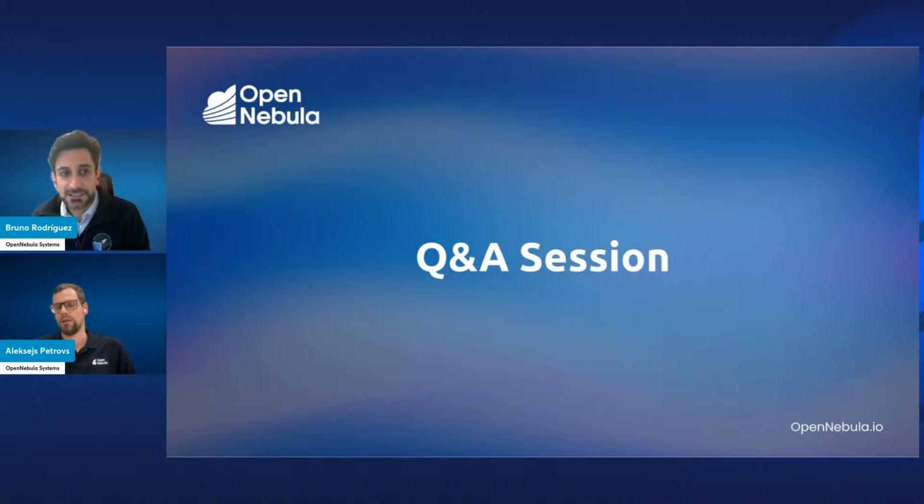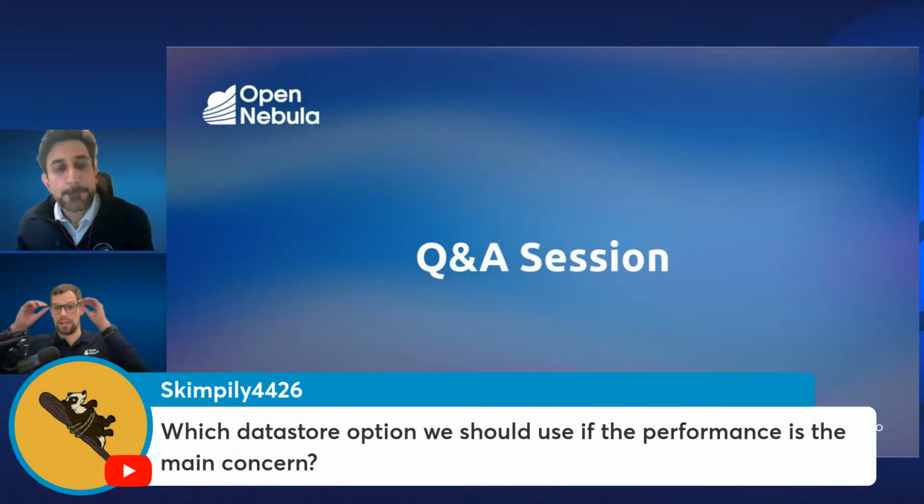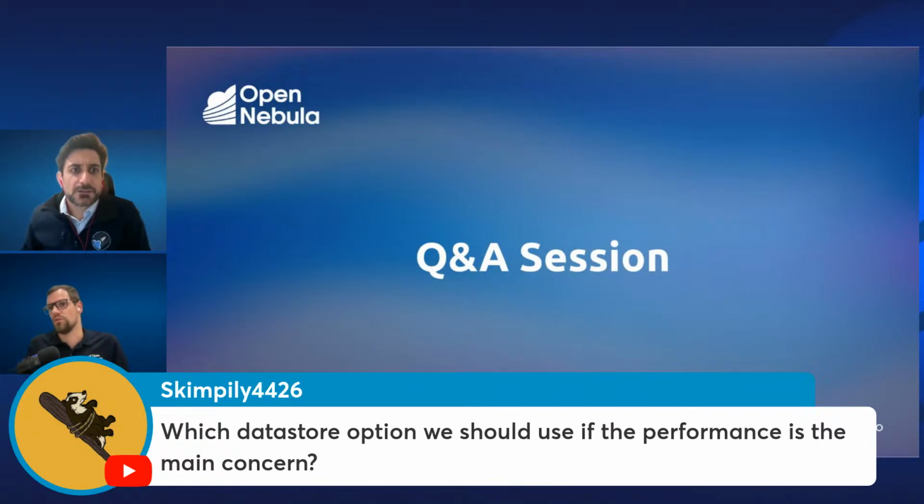And we have one. Which data store option should we use if the performance is the main concern? So Bruno, what do you think? What could we suggest if the main concern would be the performance of, I assume, a virtual machine? Okay, we are talking about performance. We don't mind about high availability. In that case, local storage is always NVMe. A local NVMe is probably the fastest. Local NVMe drives are the fastest way to access your virtual machine disks.